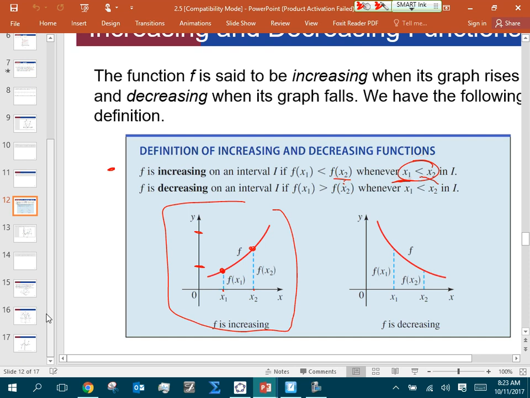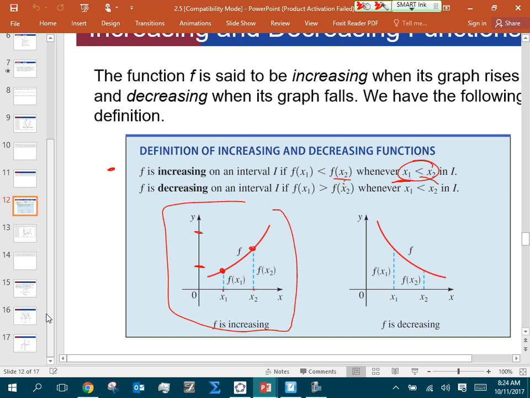F is decreasing. It's the exact same phrasing, but now we say, well, if f of x sub 1 was greater than f of x sub 2, so your first y value is greater than your second y value, then your graph has to be going down, and we consider that decreasing.